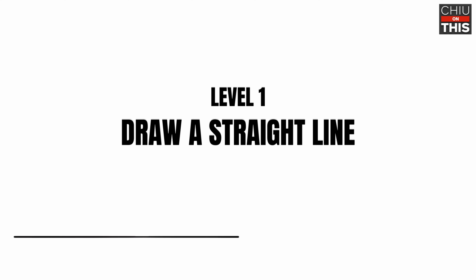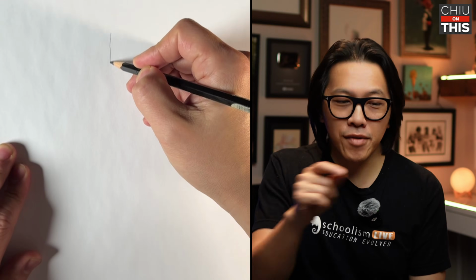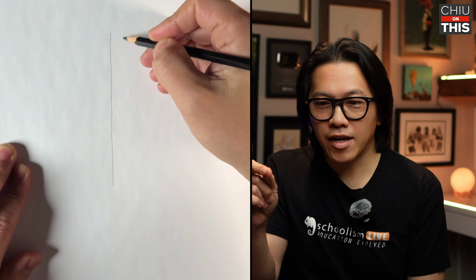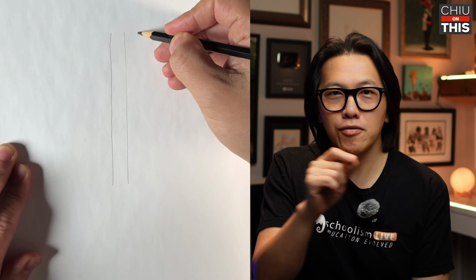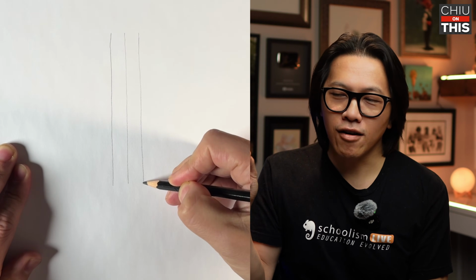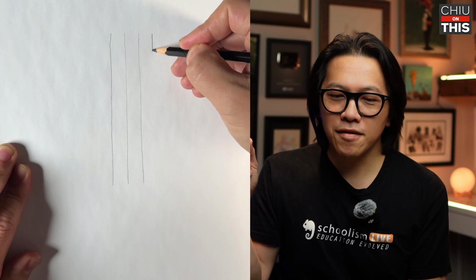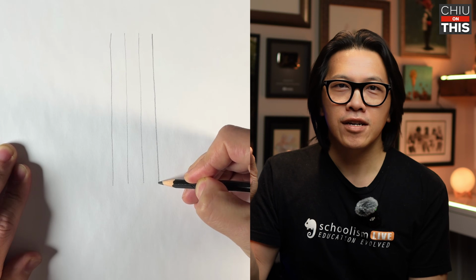Okay, so for the very first level, it's to draw a straight line. Are you able to draw a straight line? Now, I know that many pieces of software now can help you draw a straight line, but I also feel like it is a very fundamental skill to be able to draw a straight line freehand.